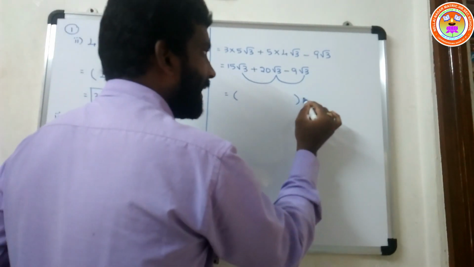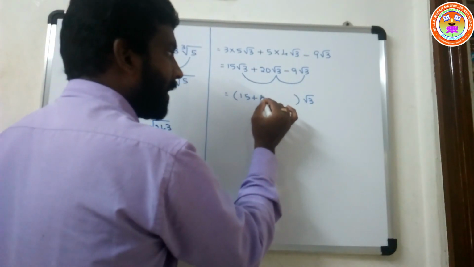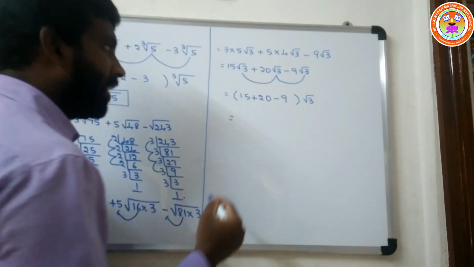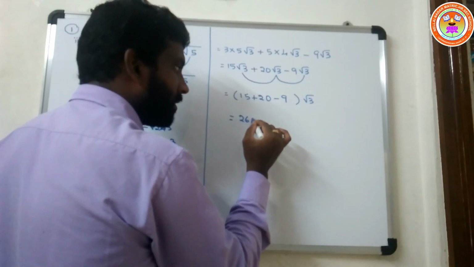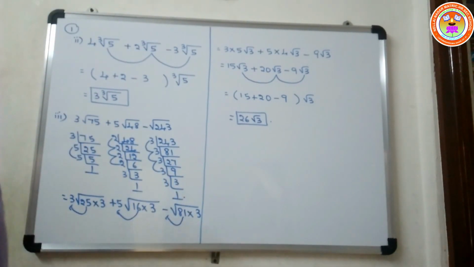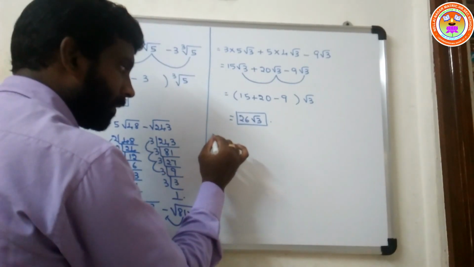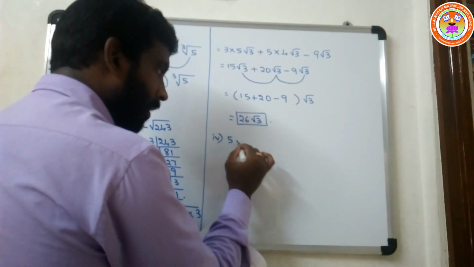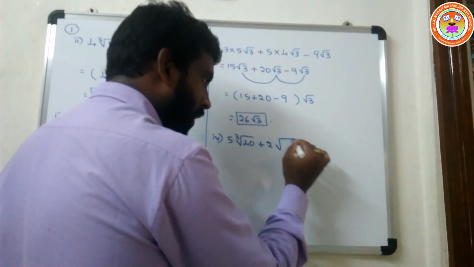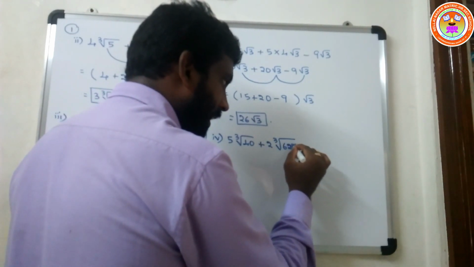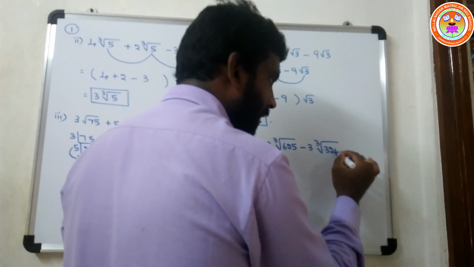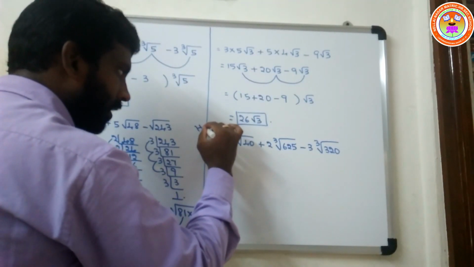So taking root 3 outside, 15 plus 20 minus 9. Now 20 plus 15 is 35, 35 minus 9 is 26. So the answer is 26 root 3. Now I'm going to the next sum. The next sum is 5 cubic root of 40 plus 2 cubic root of 625 minus 3 cubic root of 320. The method is the same as the previous sum, that is a homework sum.